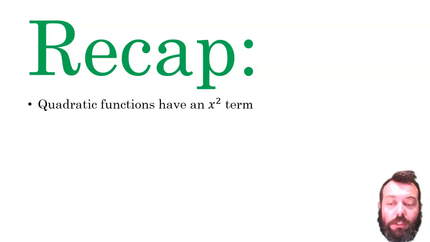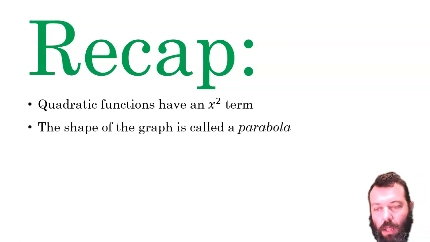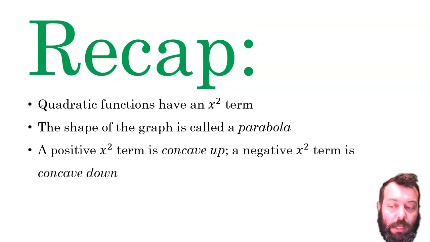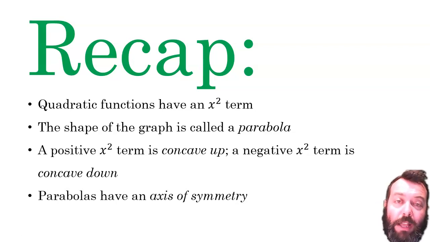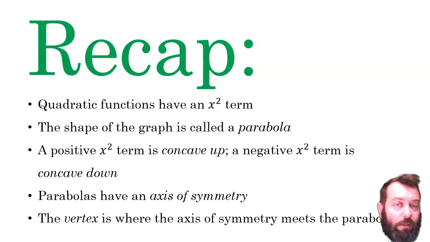Right, keep moving along. That's the end of our first exercise. So let's just go back over some of the things we learnt there. Quadratic functions have an x squared term, and not much else. The shape of the graph is called a parabola. It can be concave up or concave down. Positive x squared is concave up, negative x squared is concave down. These parabolas have an axis of symmetry, and where the axis of symmetry intersects the parabola, that's where we have our vertex.